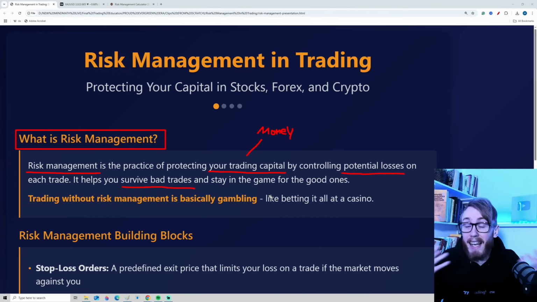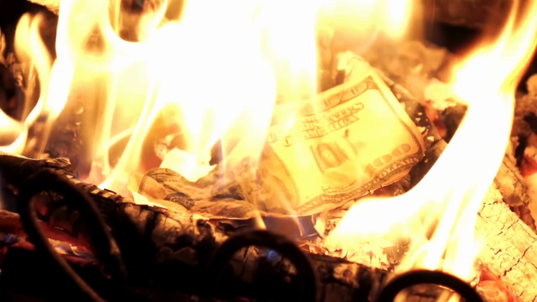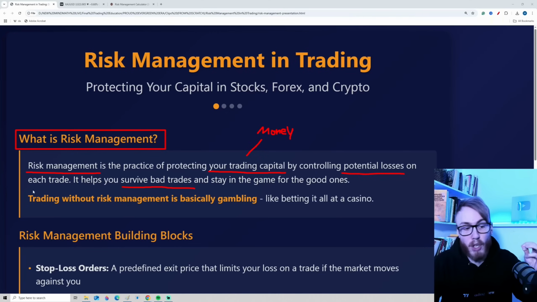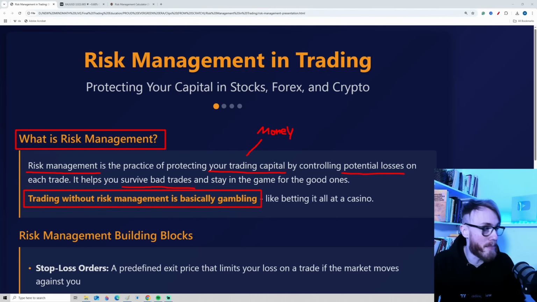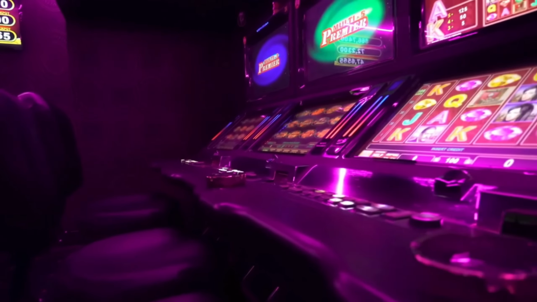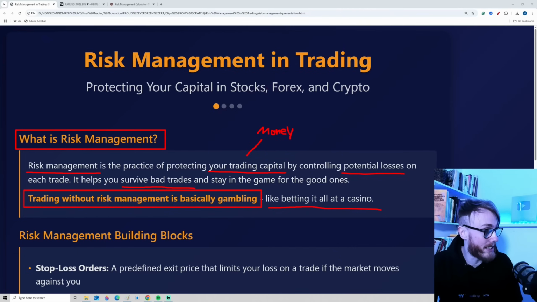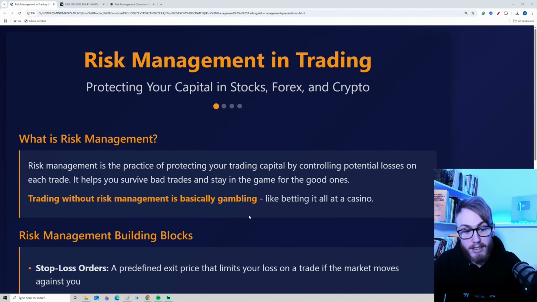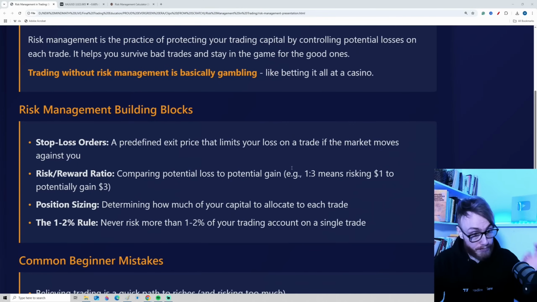I would say that a lack of risk management is by far the most common beginner mistake. So I already want you guys to have this in mind. If you trade without risk management, this is basically like gambling. This is basically like going to the casino, as you can see right here, like betting in the casino. So you need to learn risk management, so make sure to really pay attention throughout this whole video.